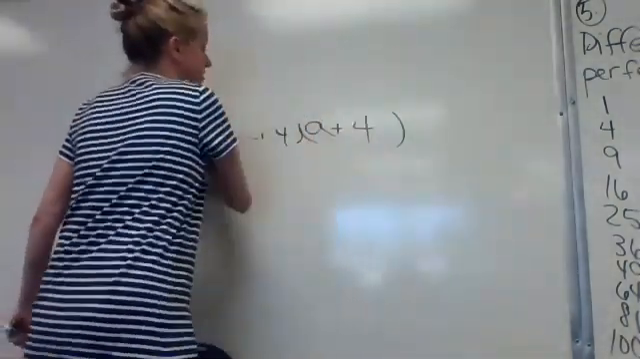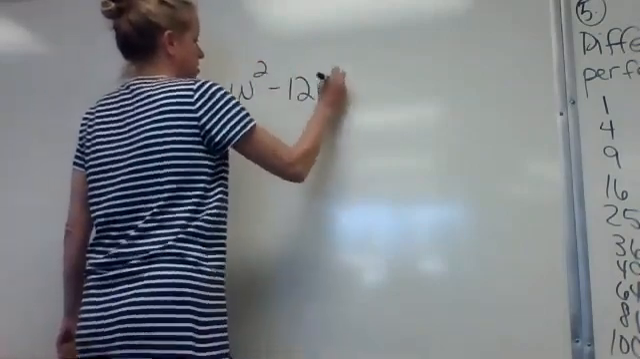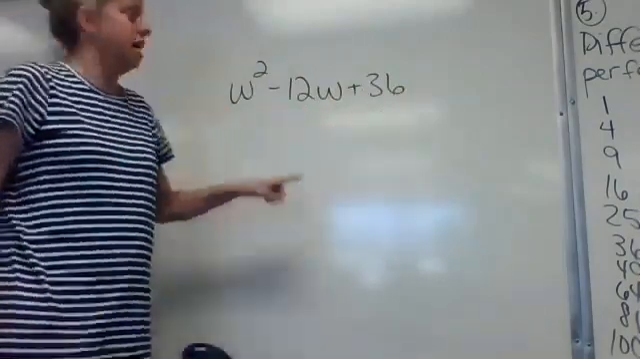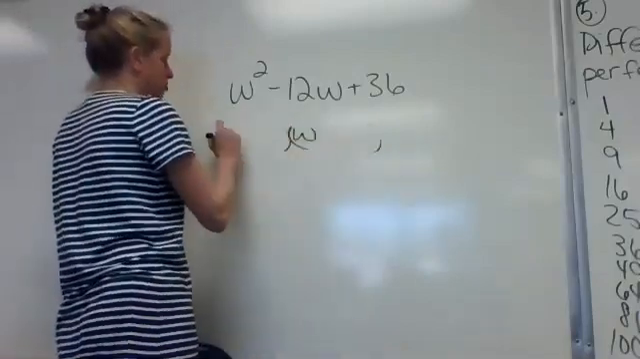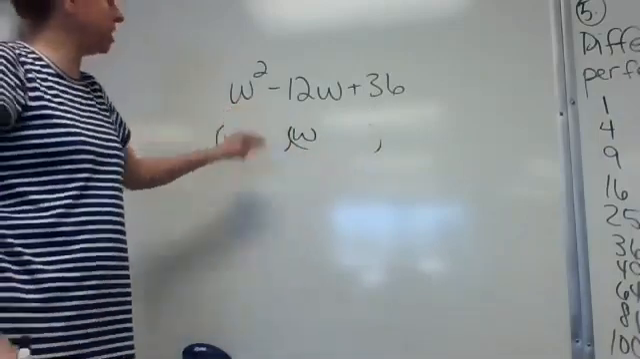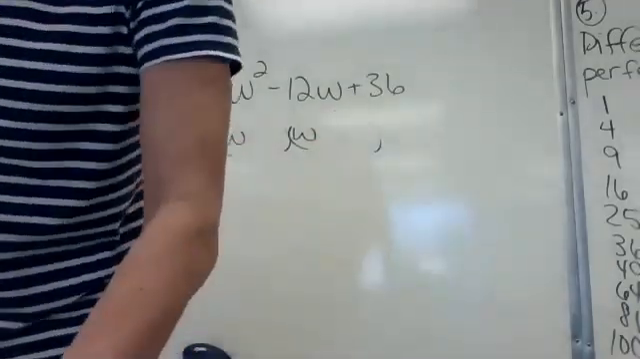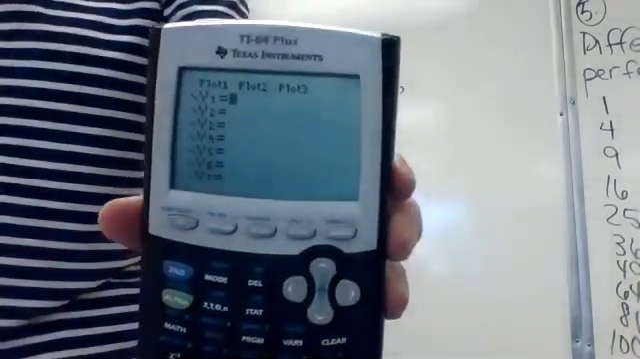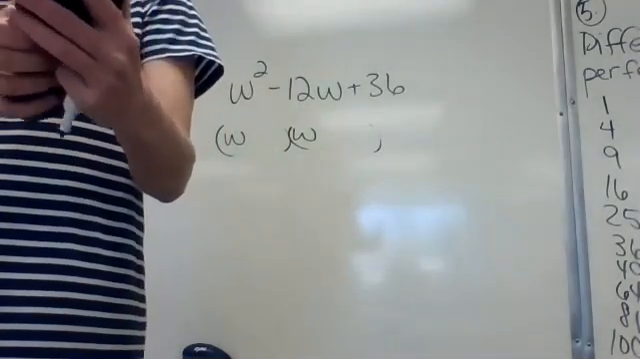Number 9. W squared minus 12W plus 36. Again, 3 terms, so it's a trinomial. It's a good one though, because there's not a number, or there is, it's just a 1, which means I jump straight to W and W. That's the only way to multiply to get W squared. 36 is what you put in your Y equals. Go to your Y equals again, clear it out. Put in 36 divided by X plus X.